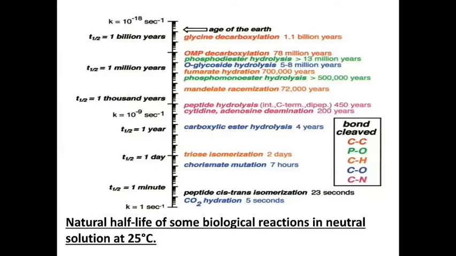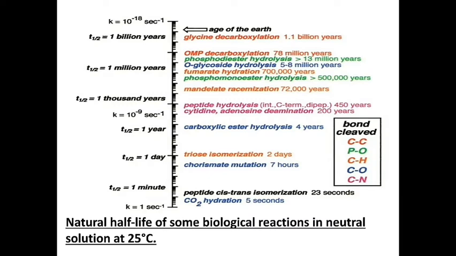So now in this picture we can see the natural half-life of some biological reactions in neutral solution at 25 degrees Celsius. So we can see that without the presence of an enzyme, the biological reaction can take a huge amount of time to complete. For example, CO2 hydration takes about 5 seconds, the peptide cis trans isomerization will need 23 seconds, the triose isomerization will need 2 days to get completed, and the carboxylic ester hydrolysis will need about 4 years.